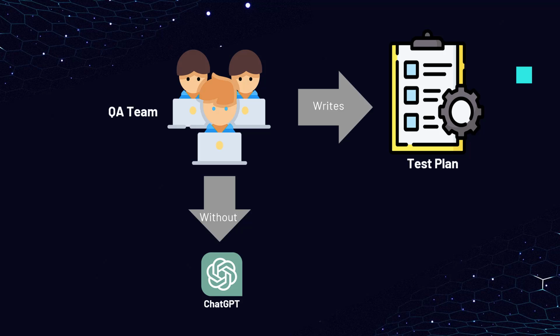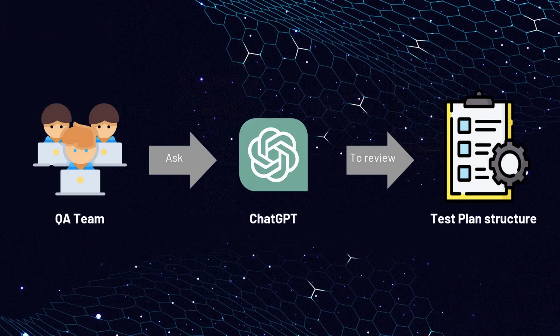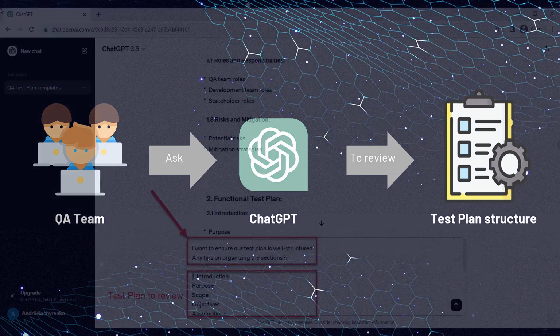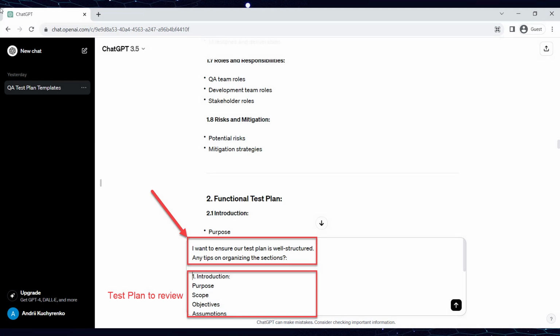However, after the QA engineers have finished writing the test plan, they ask ChatGPT to review the test plan structure to fix mistakes and not forget important components that they could have missed while writing. For that reason, the tester navigates to ChatGPT and inputs a question prompt: "I want to ensure our test plan is well structured. Any tips on organizing the sections?" At the bottom of the request, the tester adds the written test plan.